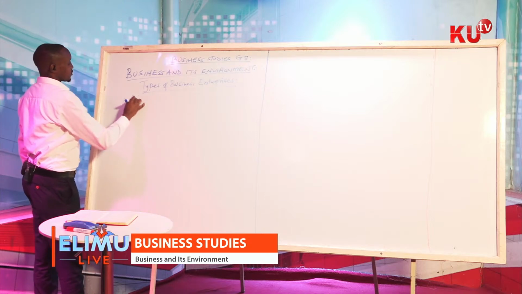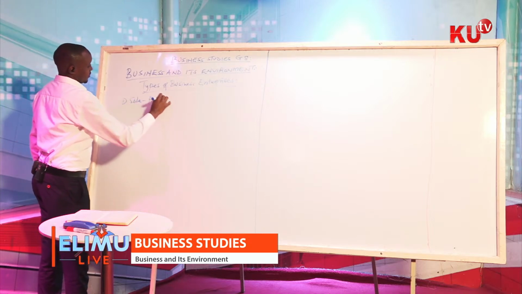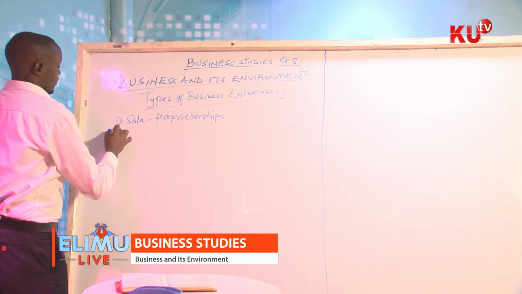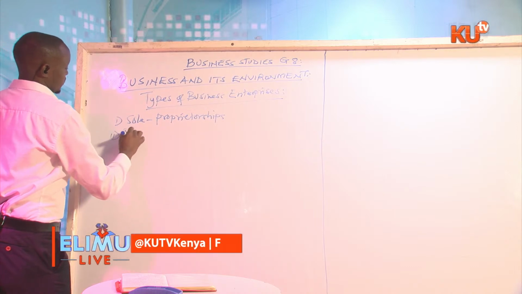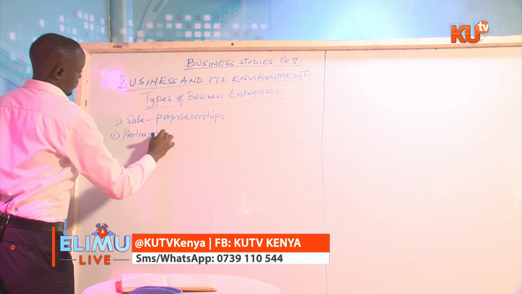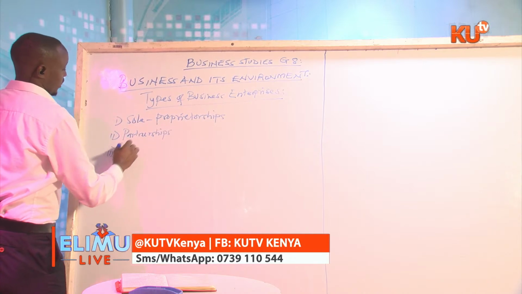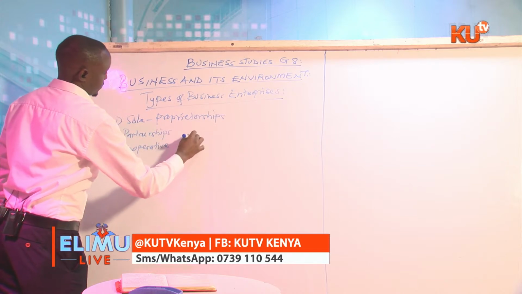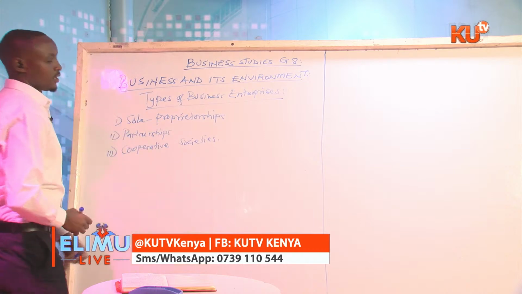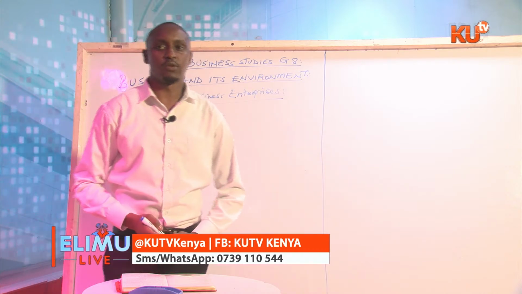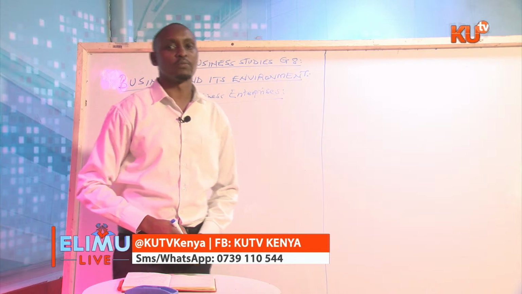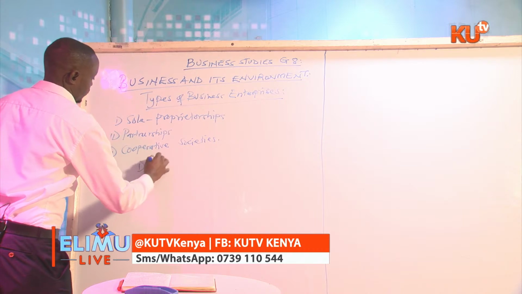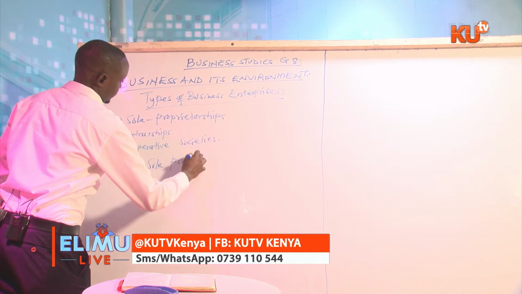One, we're going to look at sole proprietorships. We are going to look at partnerships, and lastly, we are going to look at cooperative societies. But because of time constraints, today we shall look at the sole proprietorship form of business. So number 1, sole proprietorships.